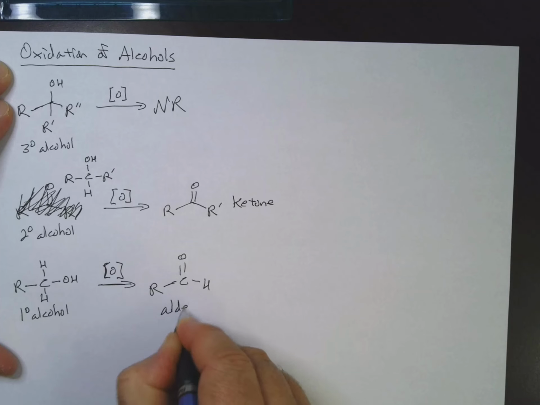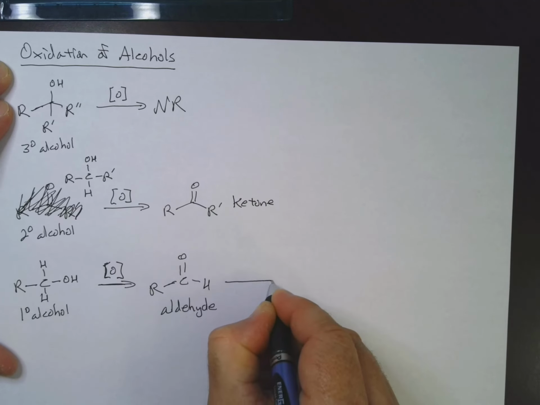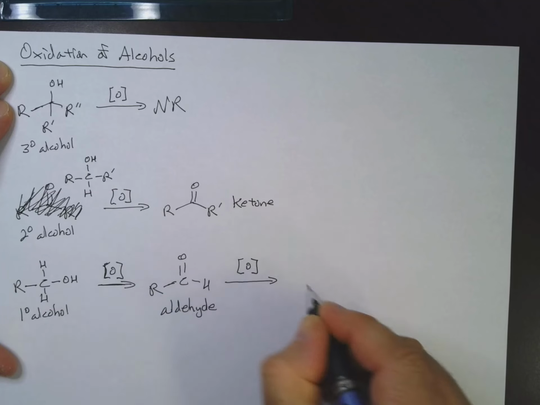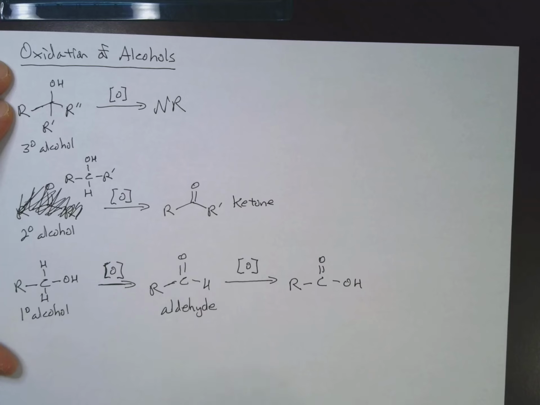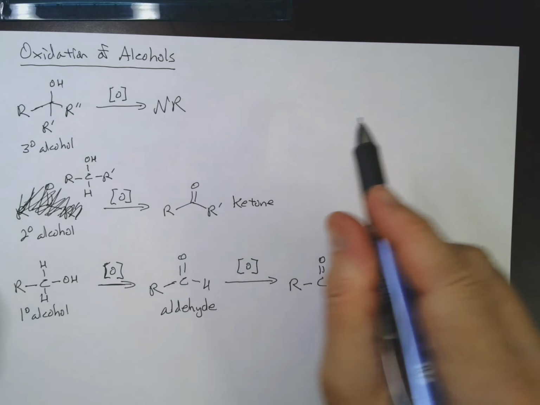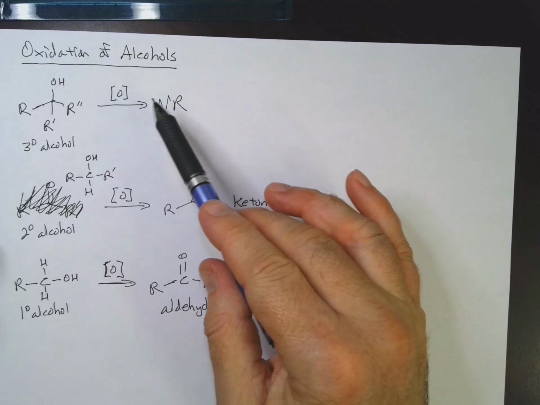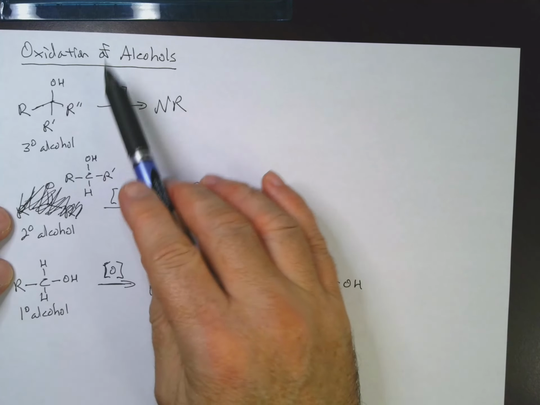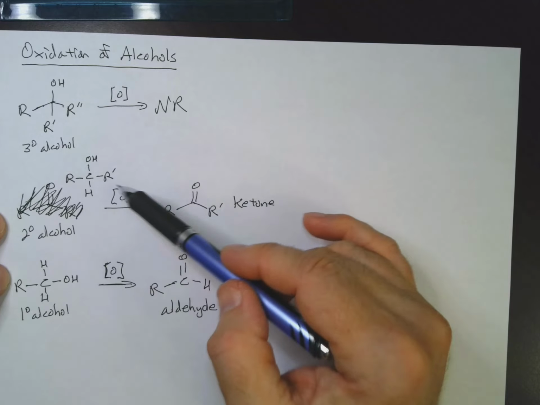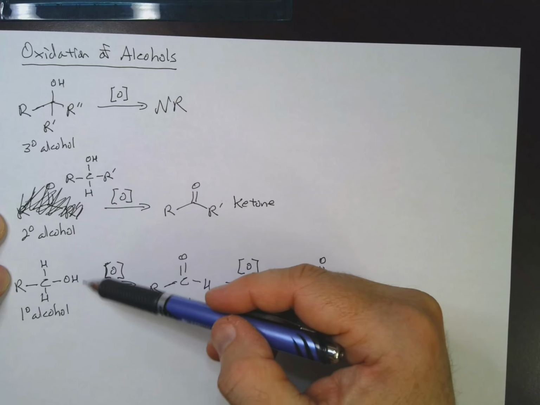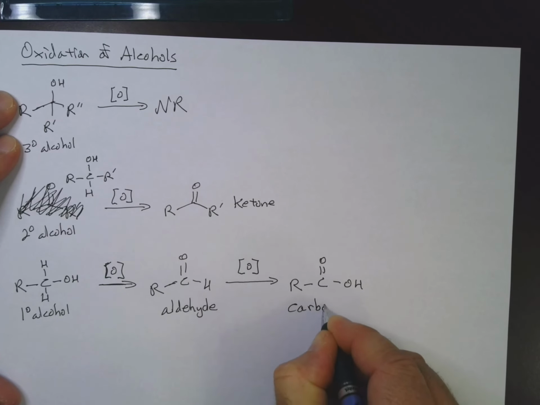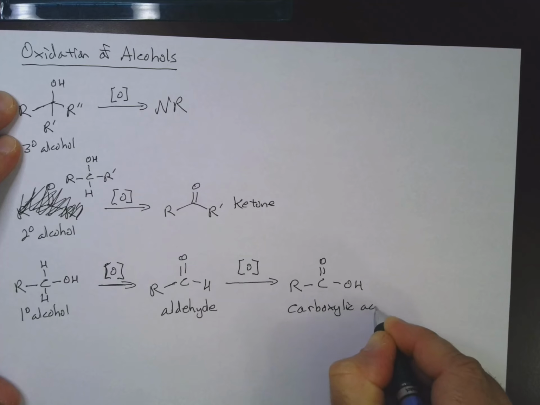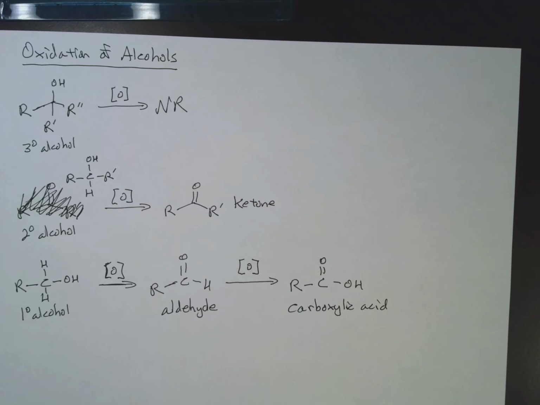We'll get an aldehyde. The only thing is, aldehydes can also be pretty easily oxidized into carboxylic acids. So tertiary alcohols will have no reaction under oxidation. Secondary alcohols, when you oxidize them, will make ketones. Primary alcohols, when you oxidize them, will make aldehydes or carboxylic acids, depending on how strong an oxidizing agent you have.